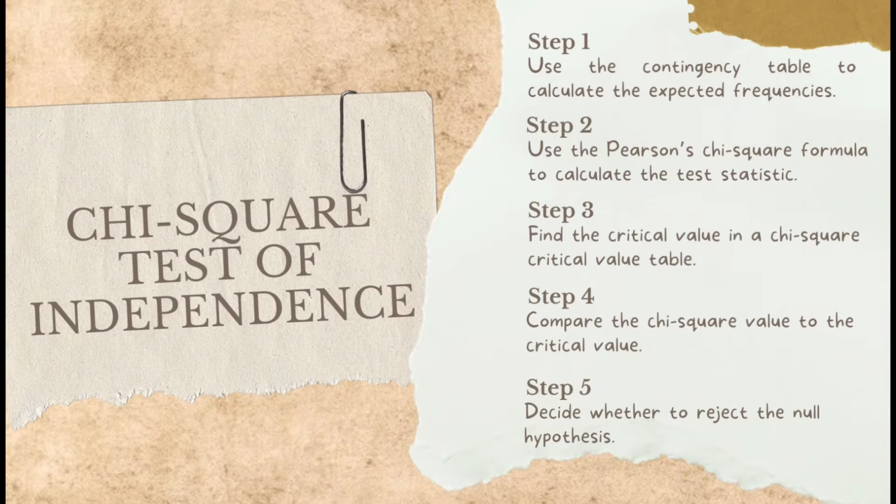And if the x squared value is less than the critical value, then the difference between the observed and expected distribution is not statistically significant. And the data doesn't allow you to reject the null hypothesis that the variables are unrelated and doesn't provide support for the alternative hypothesis that the variables are related.